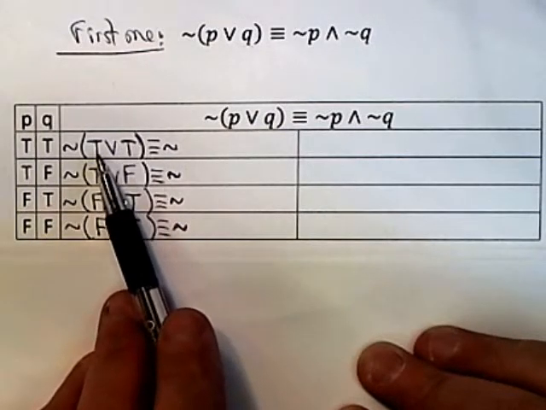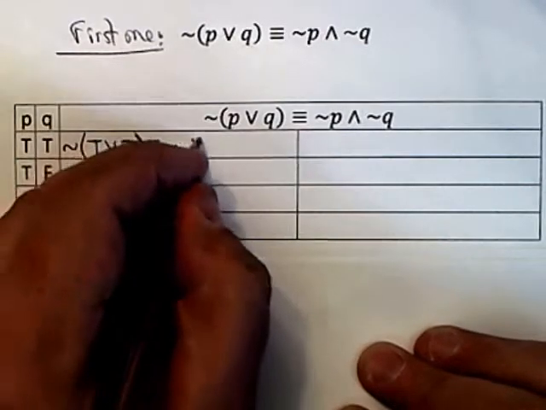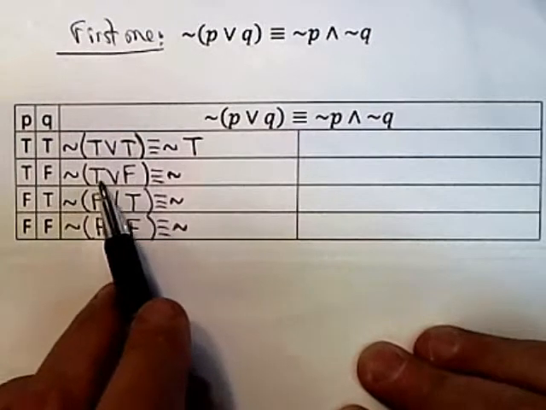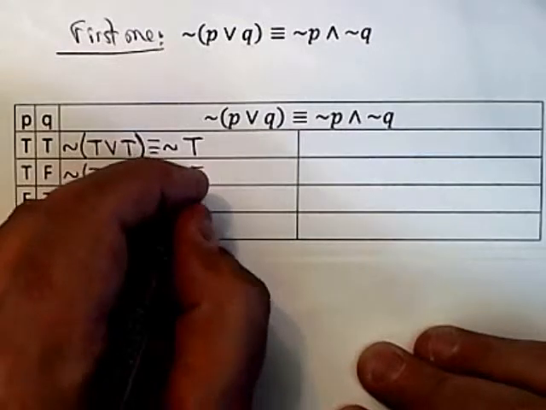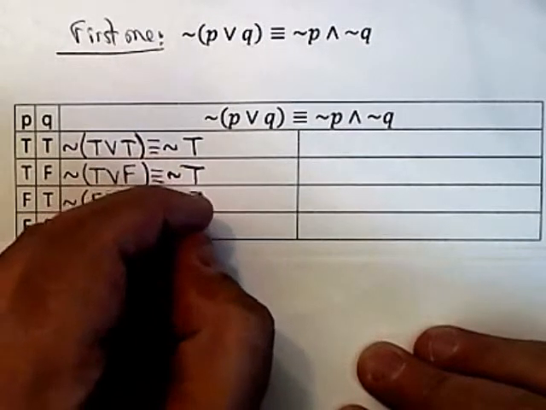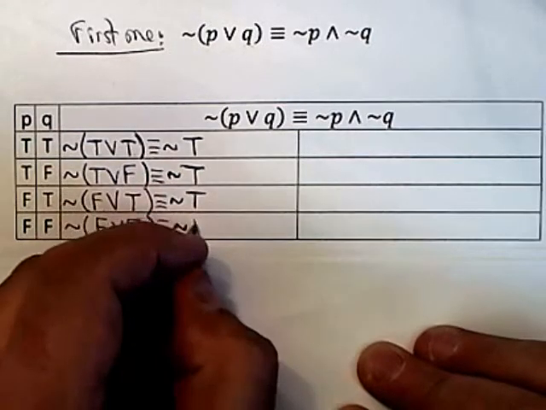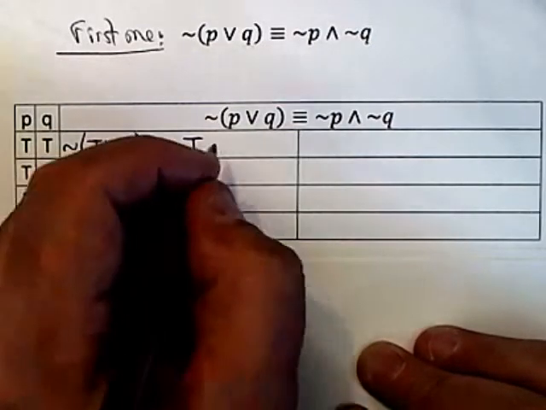True or true. With an or, it's only false if they're both false. That means that's going to be true. It's only false if they're both false and they're not, so that's true. It's only false if they're both false and it's not, so that would also be true. They're only false if they're both false and they are both false, so that would be a false.